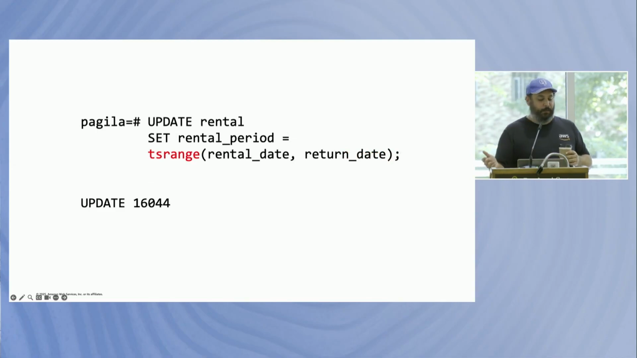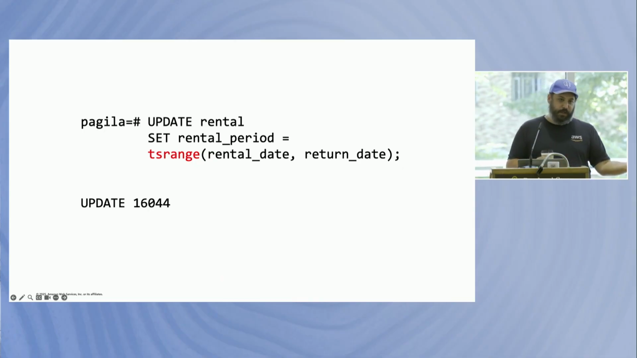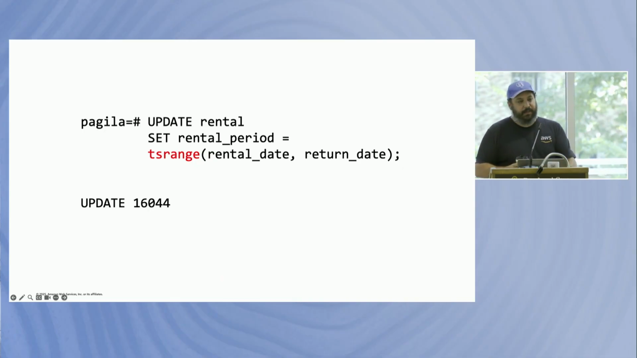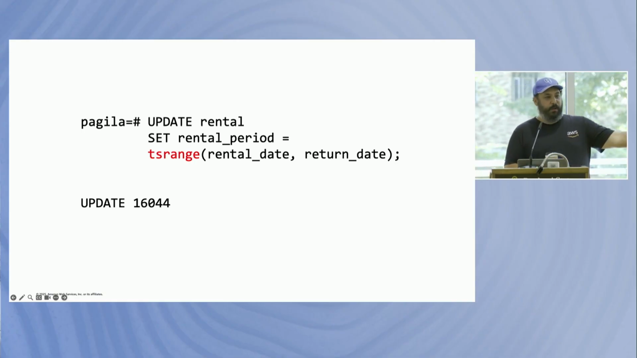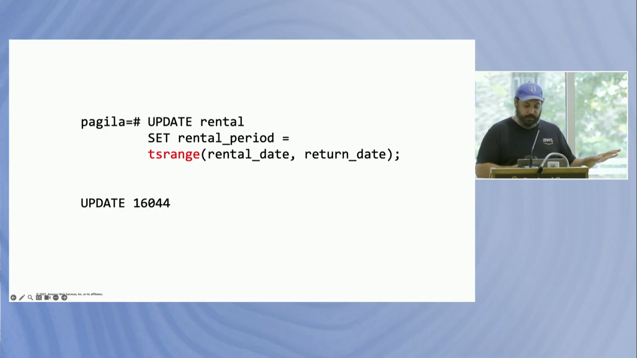So we would update the rental table, set the rental period equal to, and we can use this sort of constructor function that Postgres gives us on timestamp range, where we pass in the first part of our range, which is the rental date, and the second part of our range, which is the return date. And it will go update all the rows and give them a timestamp range. All right. And so now both of those columns are stored within one column of data.